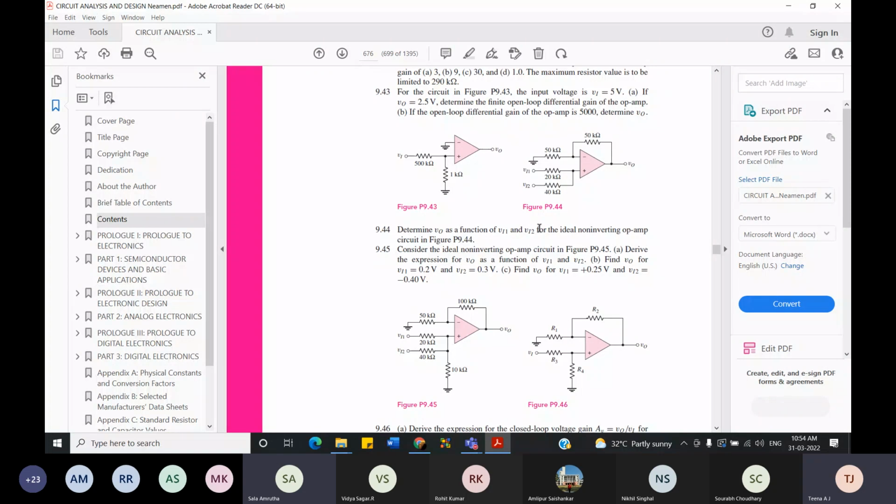They are asking you to write the output in terms of the input.